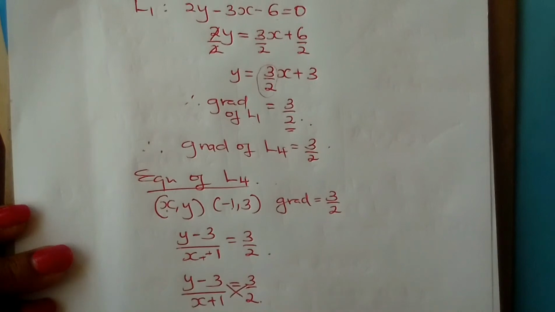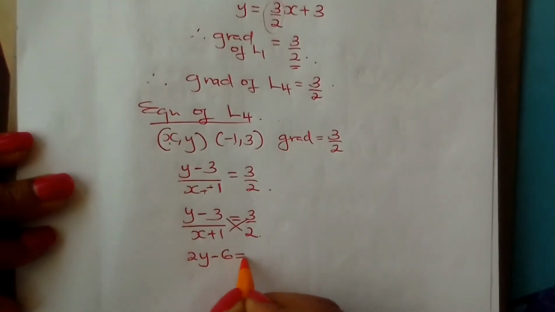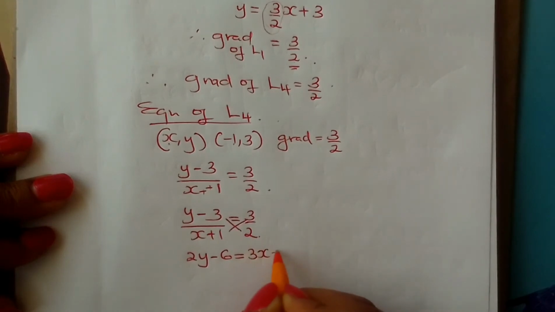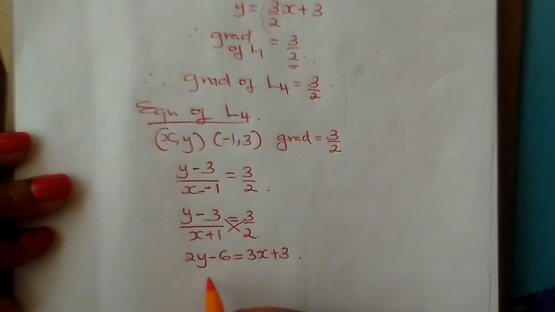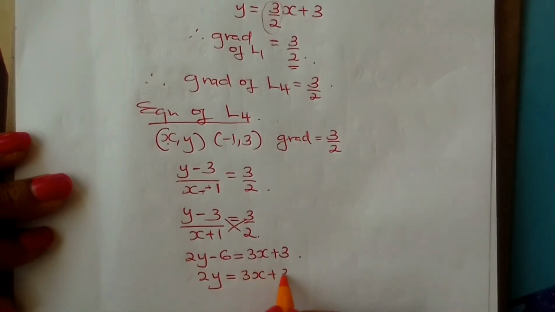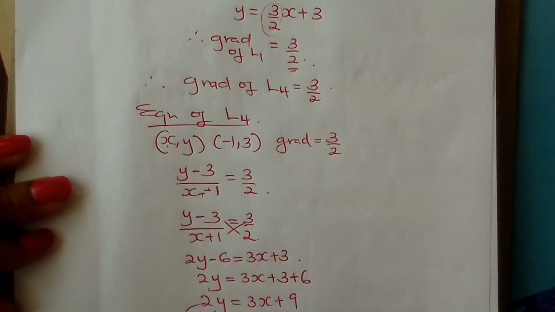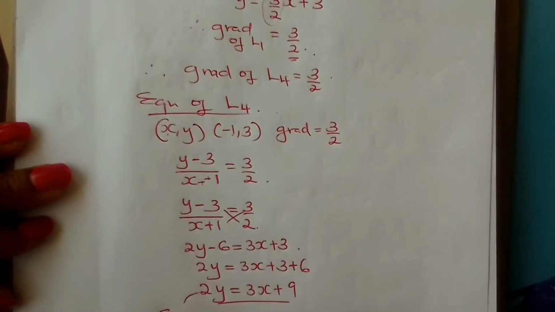Cross multiply, learner, at this point. So this gives you 2y minus 6 is equal to 3x plus 3. And therefore, learner, 2y is equal to 3x plus 3. Bring minus 6 to this side, it becomes positive. And so 2y is equal to 3x plus 9, which is the equation of L4.